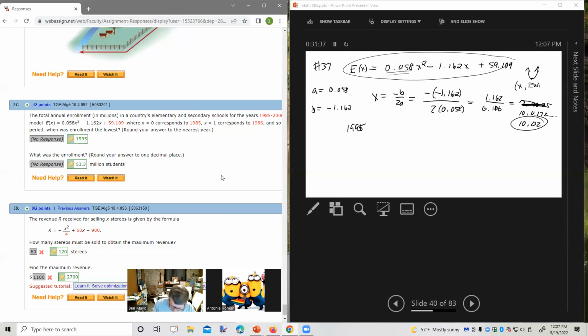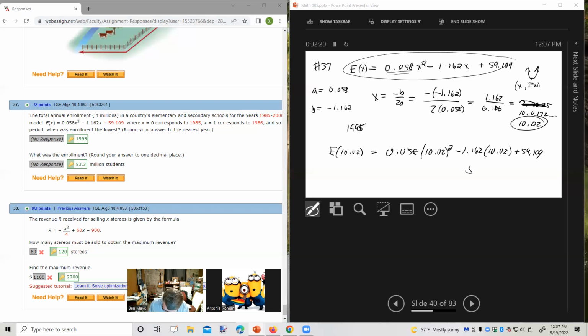Then what was that enrollment? So you want E of 10.02, which is going to be 0.058 times 10.02 squared minus 1.162 times 10.02 plus 59.109. Okay, it's calculator time. 0.058 times 10.02 squared minus 1.162 times 10.02 plus 59.109.